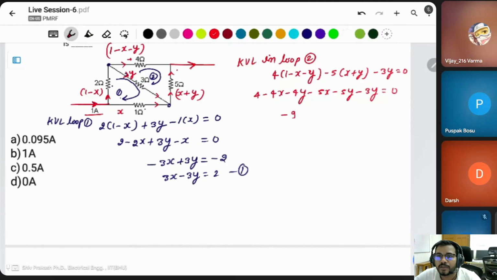Sir, can we use a current divider rule here? 1 amp into 2 ohms by 1 plus 2 ohms, like that. No, you can't use it, because there is no parallel path. You can't say the 1 ohm and 2 ohm are parallel to the 1 ampere, because this point is not the same point.